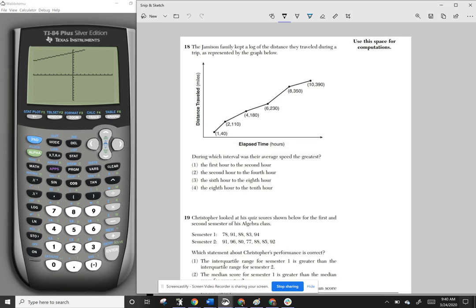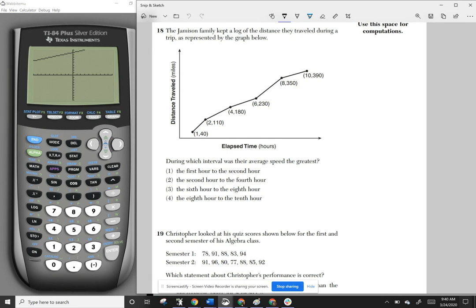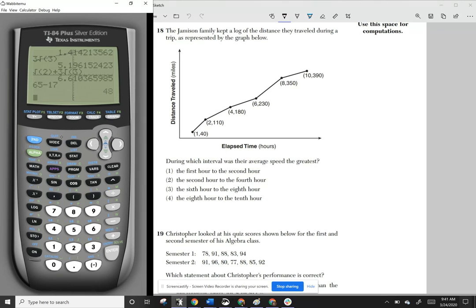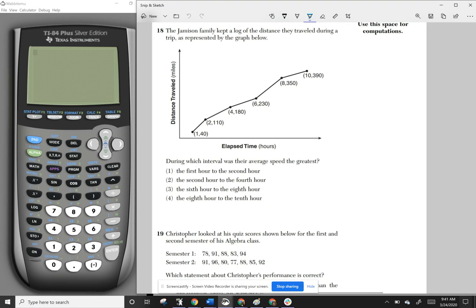Okay, number 18. The Jameson family kept a log of the distance they traveled during a trip, as represented by the graph below. During which interval was their average speed the greatest? Okay, so you cannot simply rely on looking at the graph here. Sometimes the graphs can be a little deceiving. We actually are just going to find the rate of change between each interval, at least all the intervals they asked about, and then we'll do it from there.